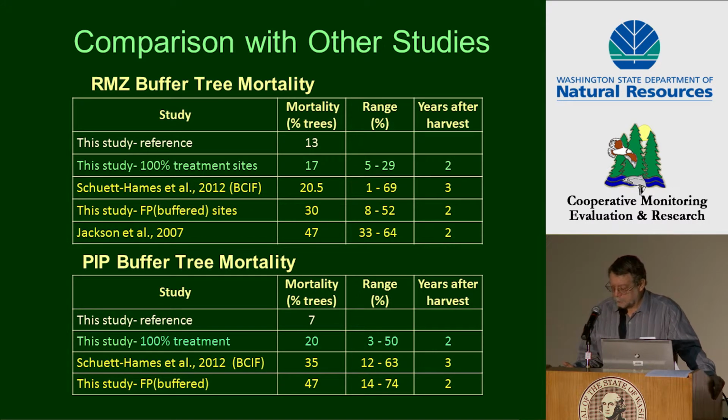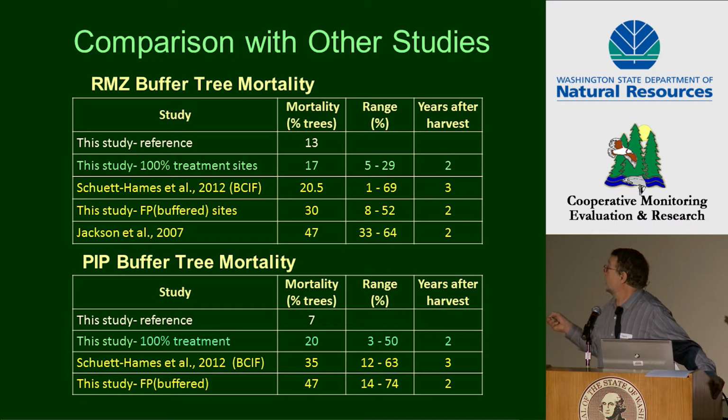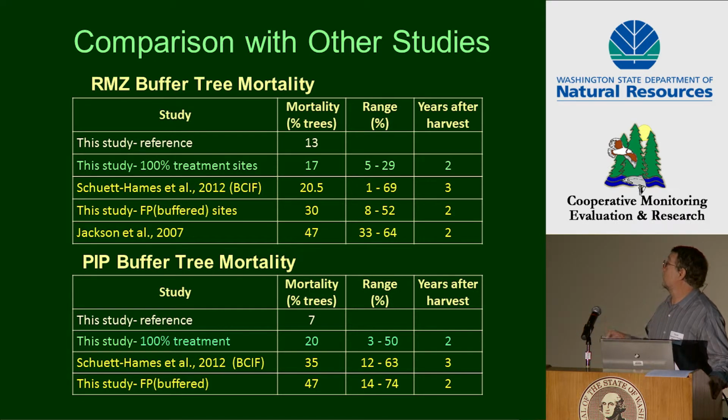This slide compares post-harvest buffer tree mortality rates documented in the Hard Rock study with other studies of type N streams in western Washington. But anyway, there's a table for RMZs and then a table here for the PIPs. And the first column shows the mean percentage of mortality. This column is the range of values, and then this column shows the years after harvest.